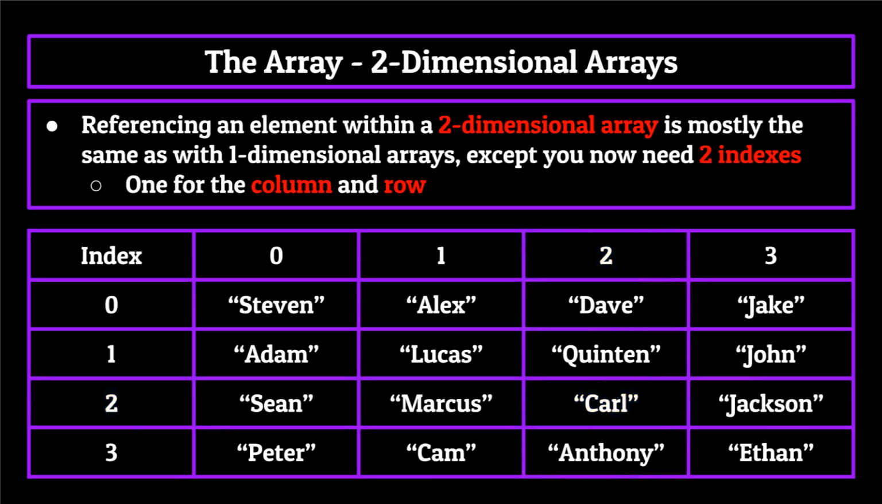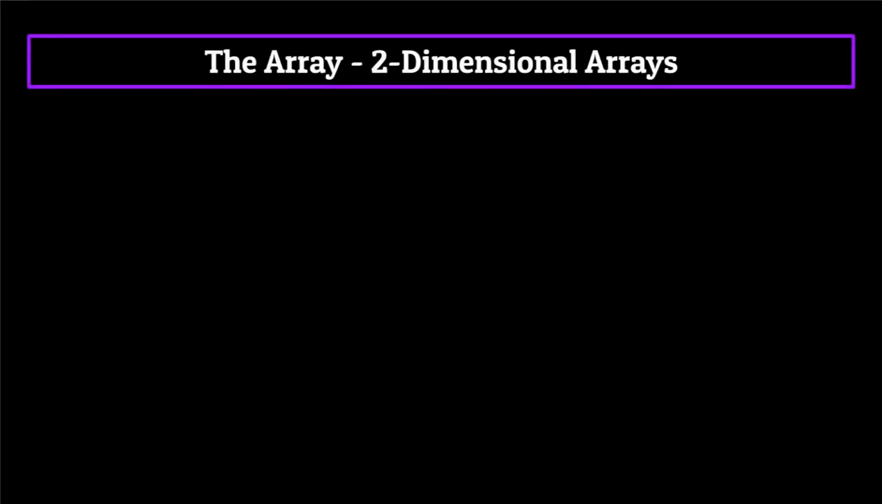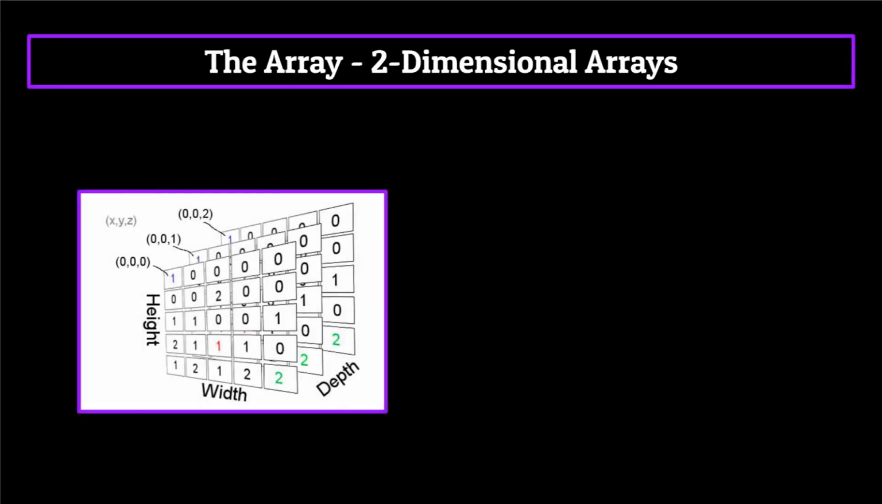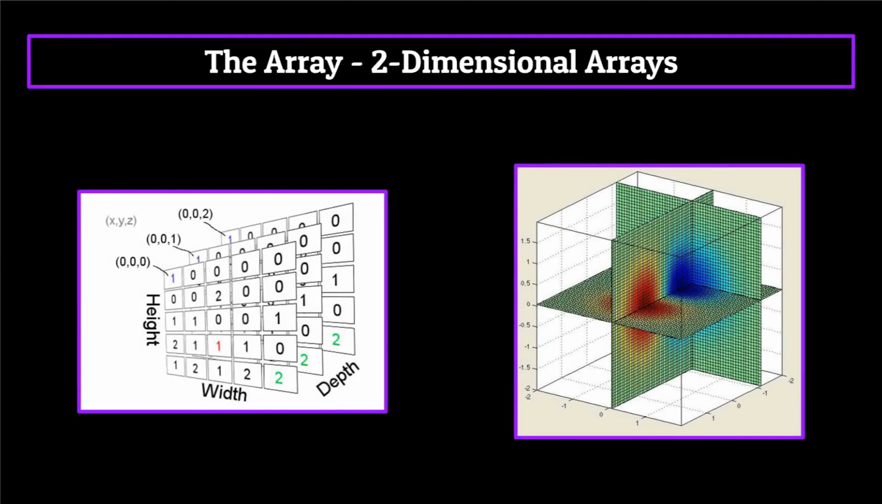Just as another example, Adam is in the 1st column 2 rows down, and so to reference Adam, you would simply call upon the element at index location 0, 1. Two-dimensional arrays are just the beginning. You can also have 3-dimensional arrays, 4-dimensional arrays, and so on for containing large amounts of advanced relational data. But 2 dimensions is where we're going to stop for today.